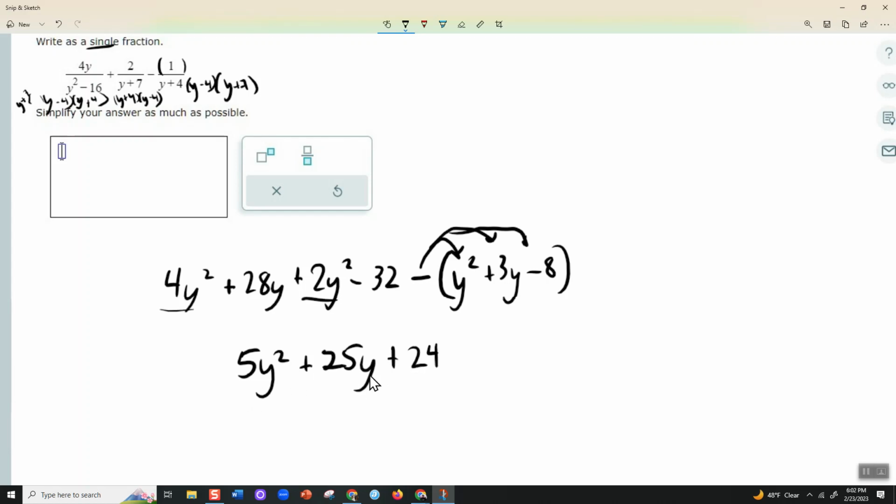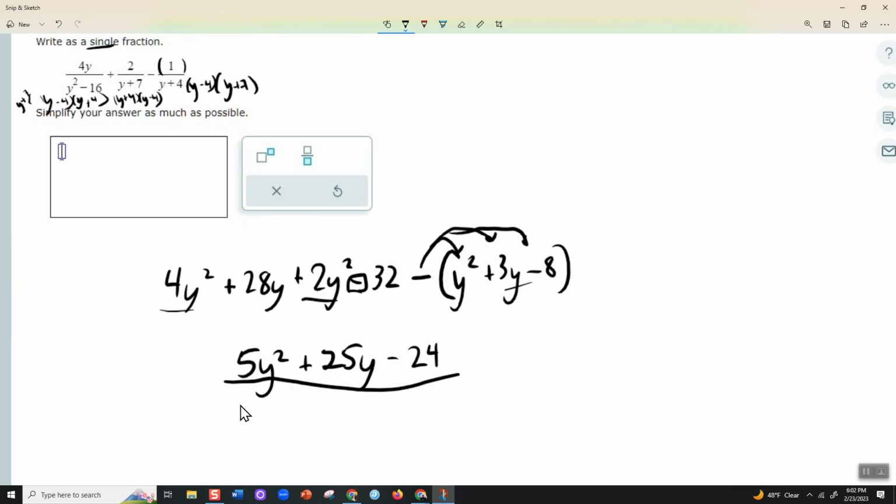Man, that was so close to all being divisible by 5. That's on the top. 5y squared. Let me just double check my work. 6y minus y squared. 28y minus 3y. And negative 32 plus 8. Ooh, there's a mistake. There is a mistake. This is going to be a minus 24 because it's negative 32 plus 8. So it's going to be negative.